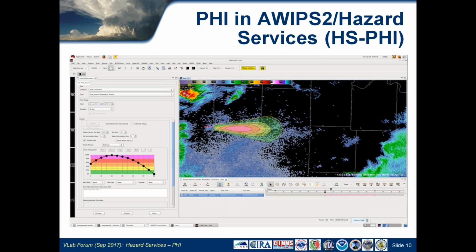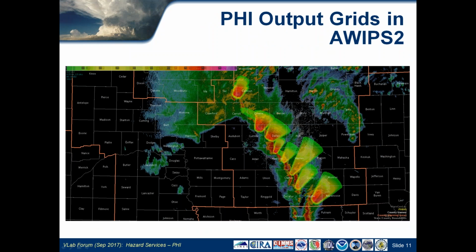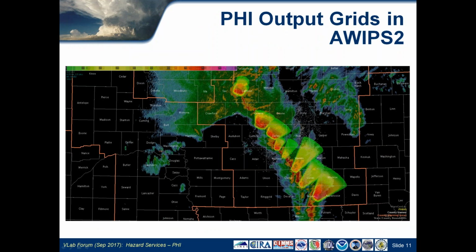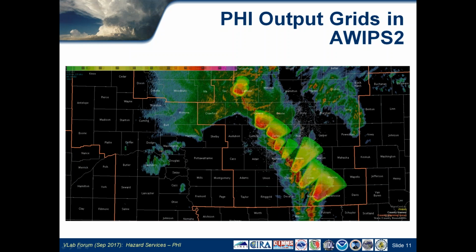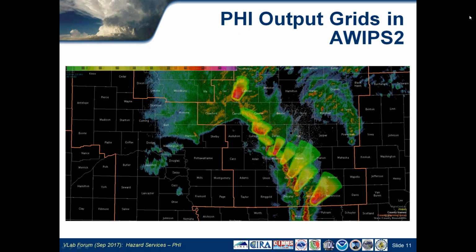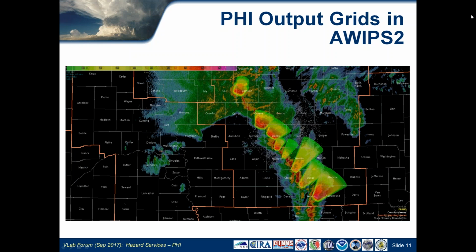The next slide shows an animation of the PHI grids that are output from this process. So this was during one of the experiments, and you can see the number of PHI objects that the forecasters, in this case there were 2 of them collaborating, were following and editing and producing these PHI grid outputs.